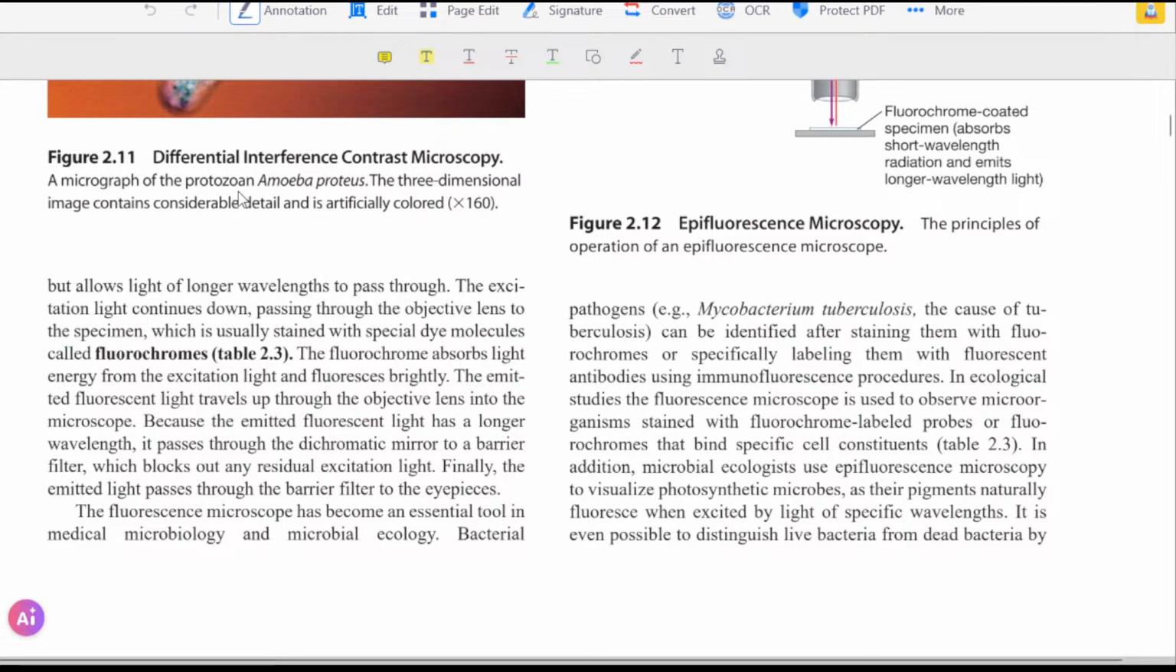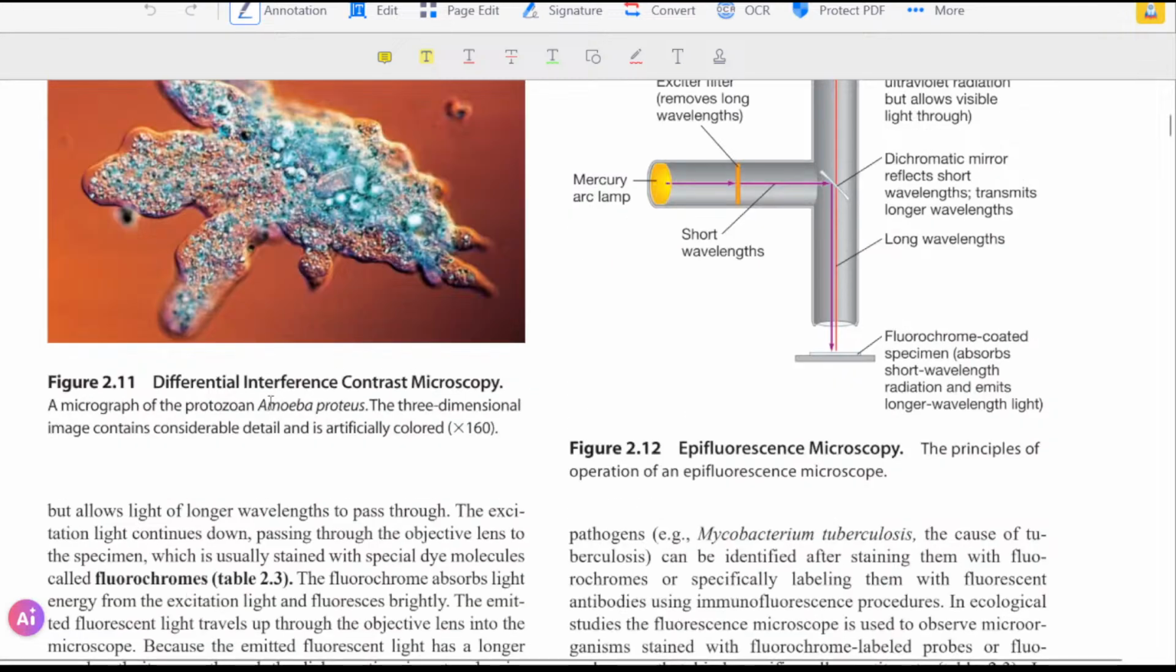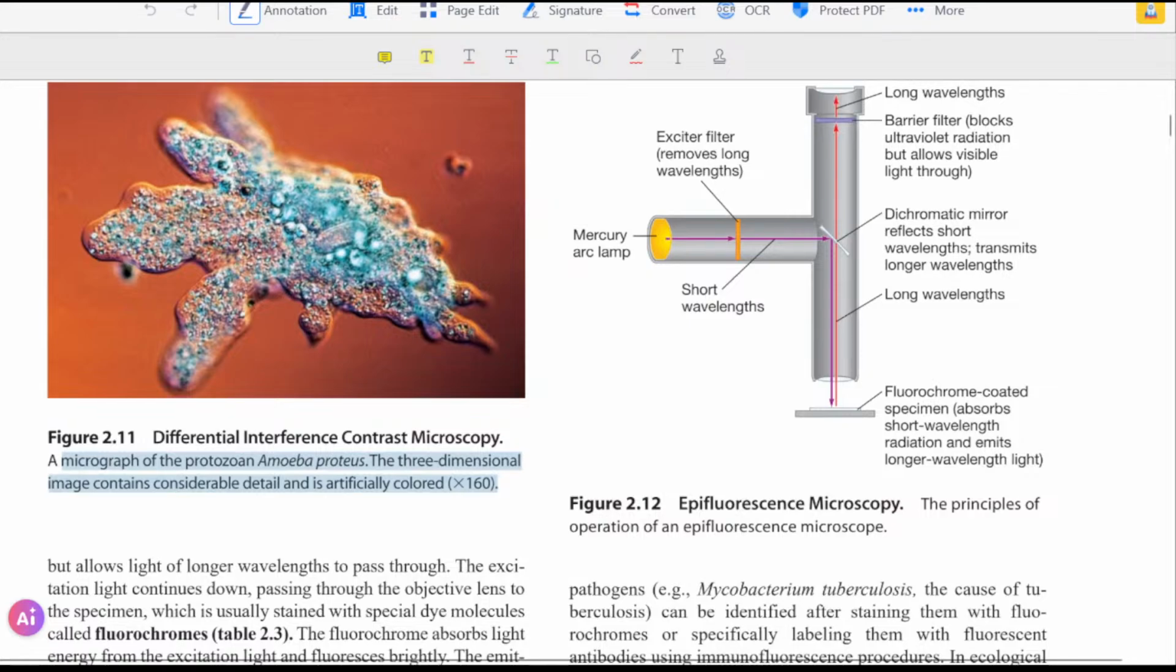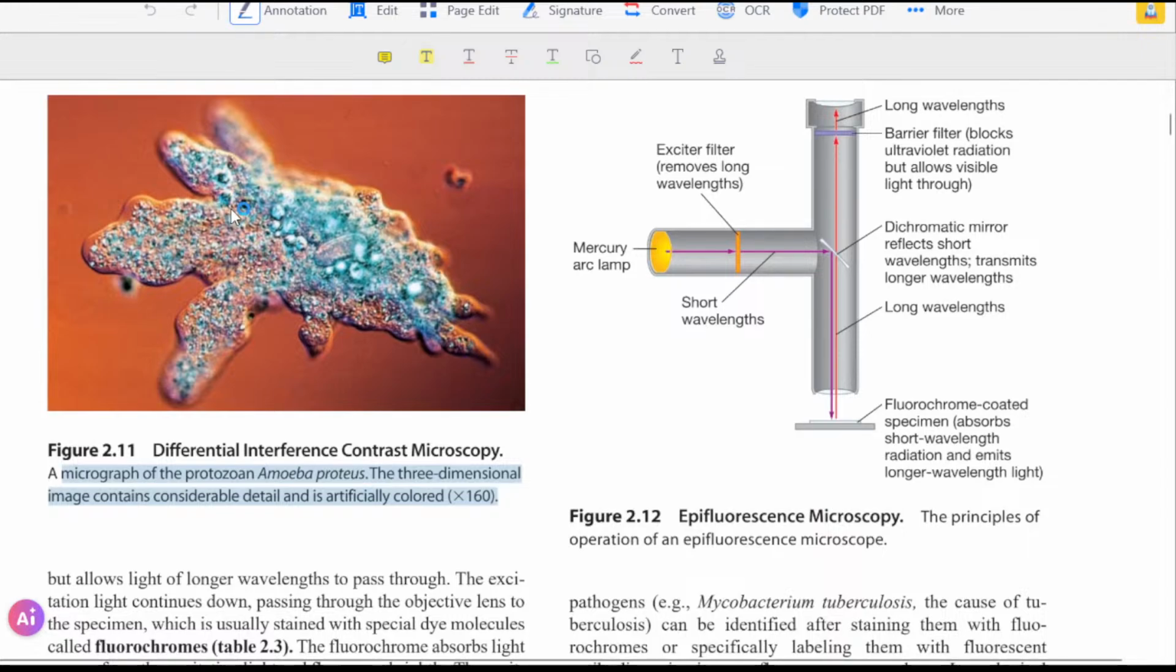Oh guys, look at this first. Differential interference contrast microscopy. A micrograph of the protozoan Amoeba proteus, a three-dimensional image that contains considerable detail and is artificially colored. Oh, I don't believe this is done by differential interference contrast. Look how 3D it looks, just as it talked about.